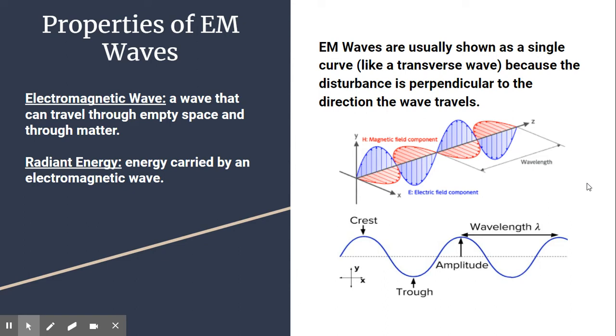So in our descriptions of electromagnetic waves, you can describe them using terms like crests and troughs. The amplitude goes from the rest position up to the elevated crest or down to the depressed trough. And then you could measure a wavelength from the top of a wave to the next top of a wave, just like we learned about with transverse waves.